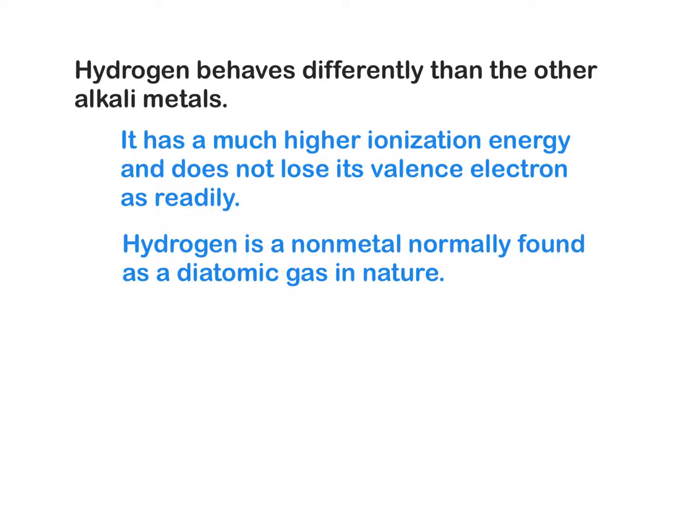Even though hydrogen is in group 1 on the periodic table, it has very little in common with the alkali metals. Hydrogen has an ionization energy that is almost twice that of the alkali metals, so it does not lose its valence electron very easily. Hydrogen is a nonmetal, normally found as a diatomic gas in nature. The alkali metals, when they bond with nonmetals, form ionic compounds. When hydrogen bonds with another nonmetal, it's going to form a molecular compound, like water.